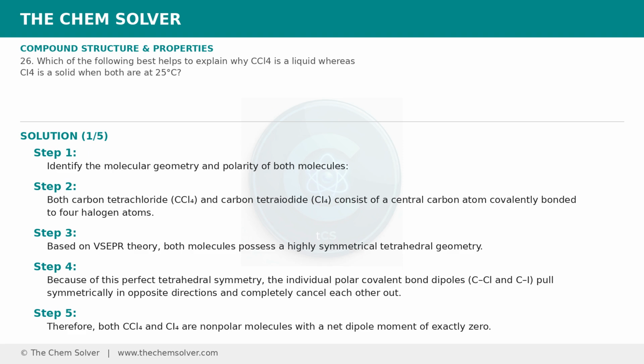Because of this perfect tetrahedral symmetry, the individual polar covalent bond dipoles, C-Cl and C-I, pull symmetrically in opposite directions and completely cancel each other out. Therefore, both CCl4 and CI4 are nonpolar molecules with a net dipole moment of exactly 0.